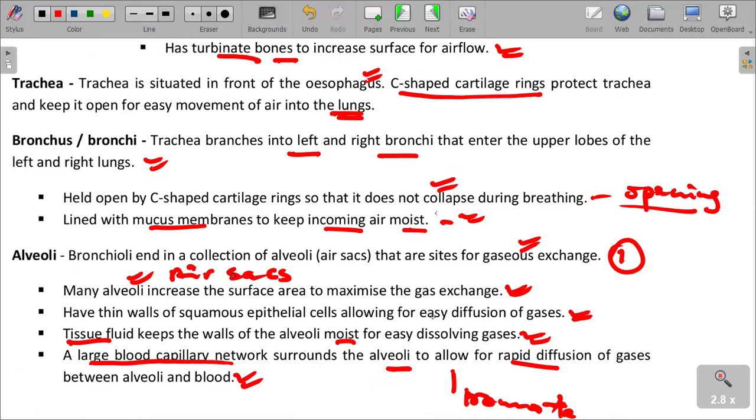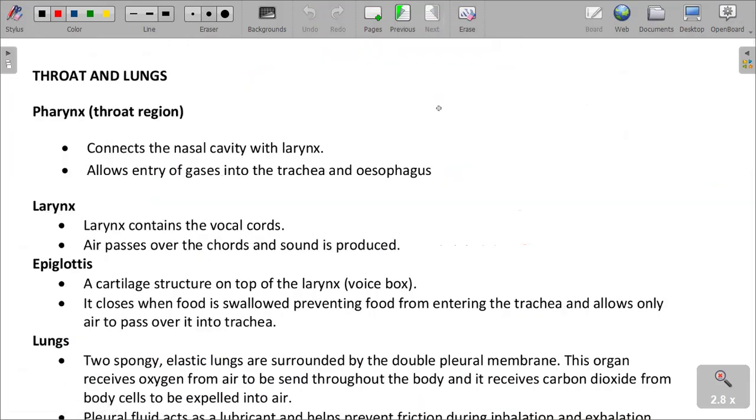So having said that, we need to look at the throat and the lungs as another suitability that we want to look at. The throat region connects the nasal cavity with the larynx, and then allows entry of gases into the trachea and esophagus. So guys, let's understand that there is also the throat and lungs. That is a structural suitability, which connects the cavity to the larynx, allowing gases into the trachea and also the esophagus.